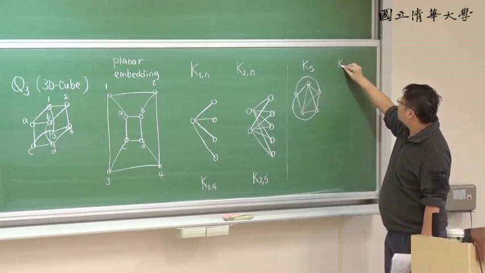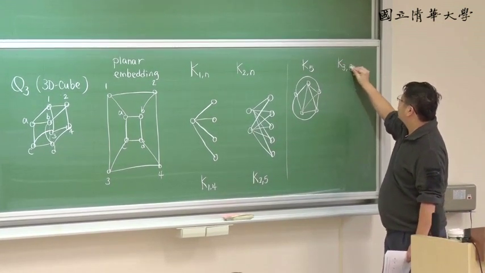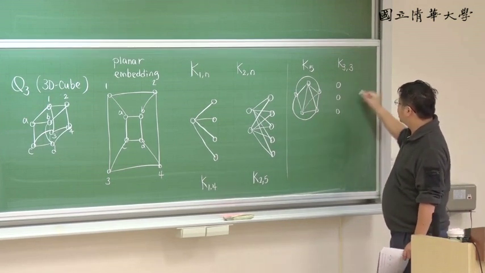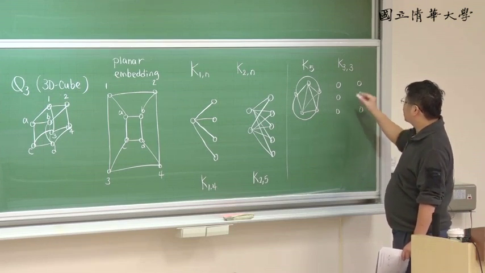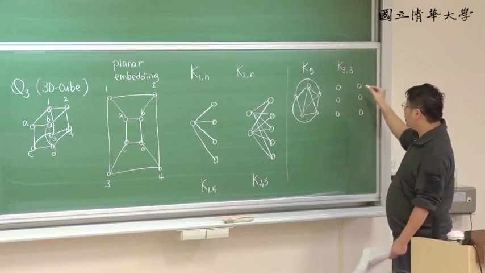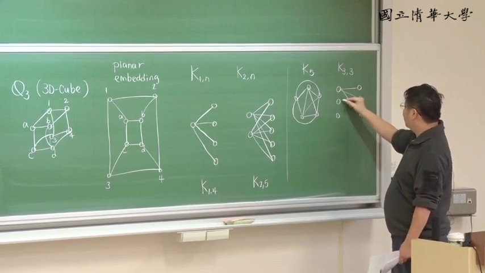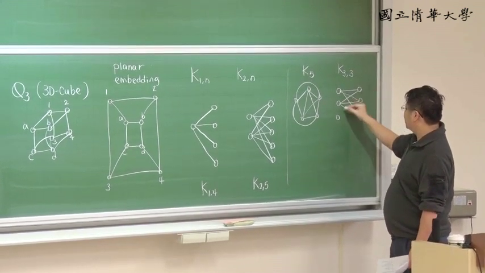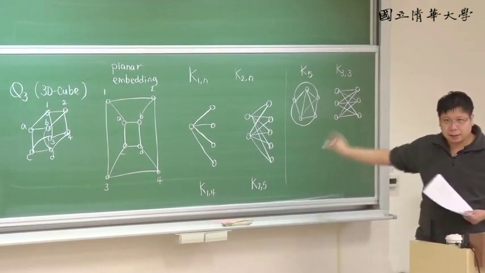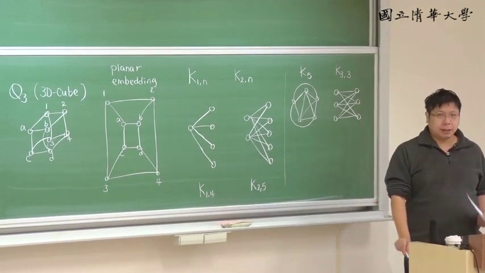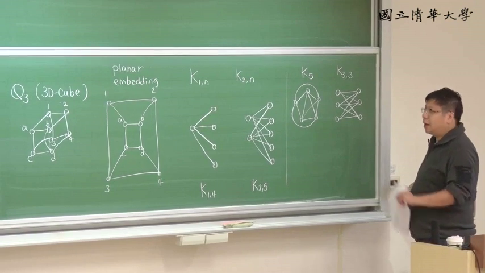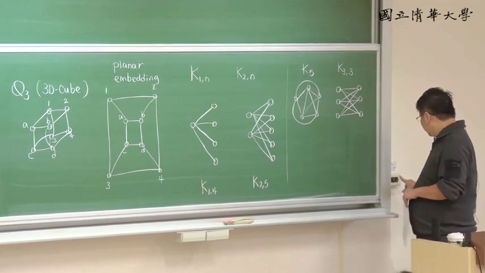And there is another one, K33. K33 is also not planar. So we will show this today. K33 is like you have 3 vertices on one side, 3 vertices on the other, and then you join them all. So you have 1, 2, 3, 4, 5, 6, 7, 8, 9 edges. And no matter how you do this, there is no way to make it look like a planar graph.